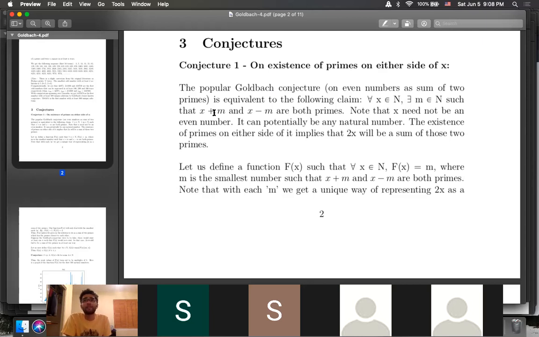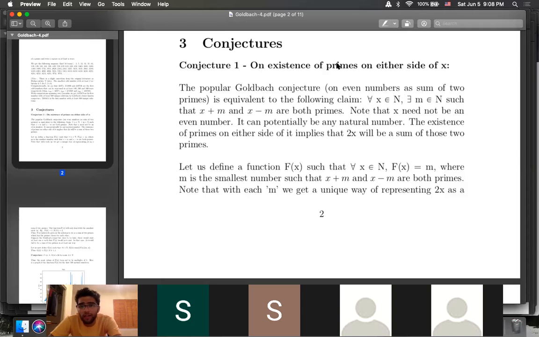So going back to our example, if we are talking about 7 as my natural number x, what would be the m that would give me primes on either side of 7? Any answers to that? Put it in the chat. What would be the m that I can add or subtract to 7 to get two primes on either side? I need a natural number.